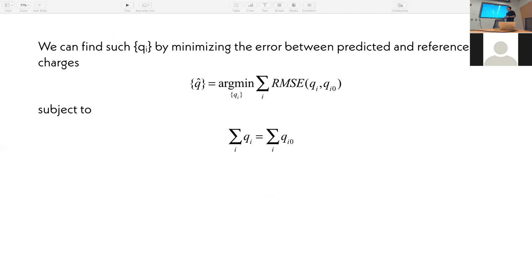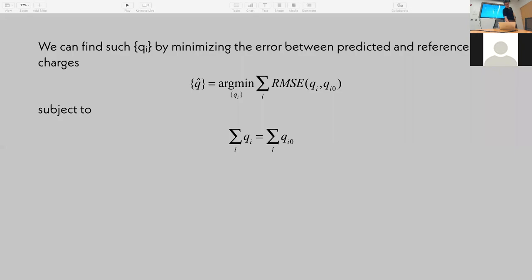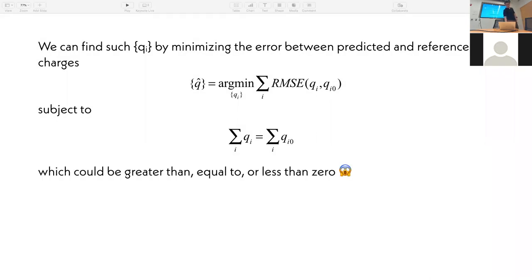Well, just by looking at the problem, it is kind of intuitive to predict this. Just put it on the node and minimize the loss and you get the charges. But this does not work very well, because this constraint here could be zero, it could be positive, and it could be negative. And generic neural networks don't like that. Well, if it is positive or negative all the time, you can just have a softmax function to constrain it.